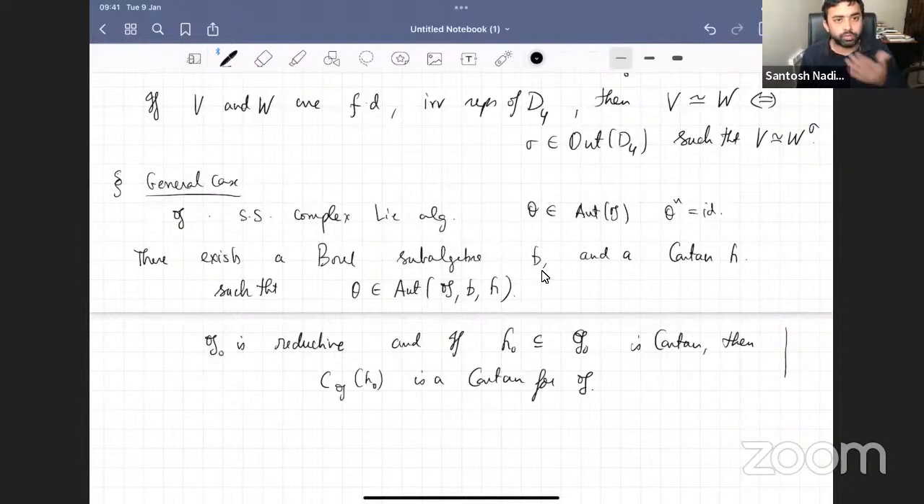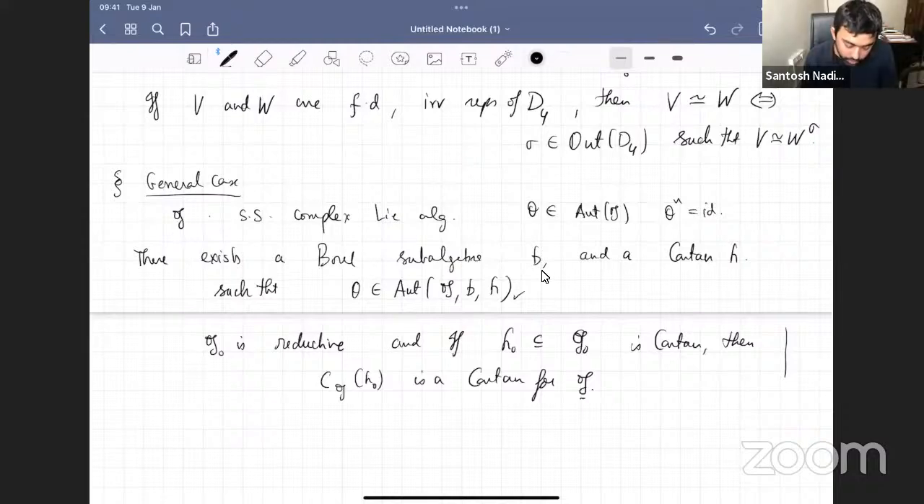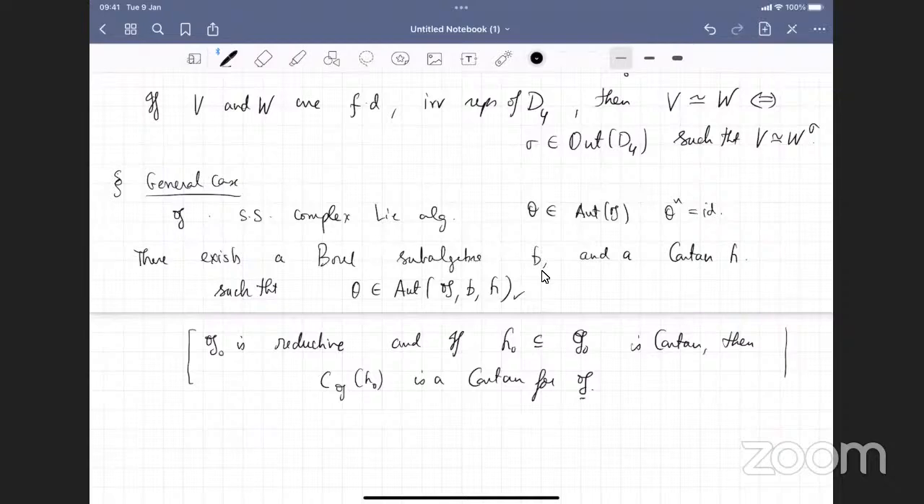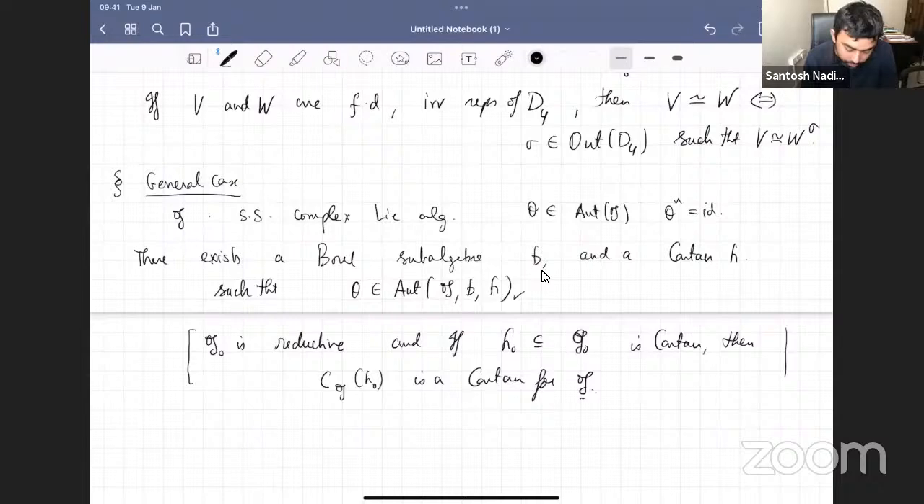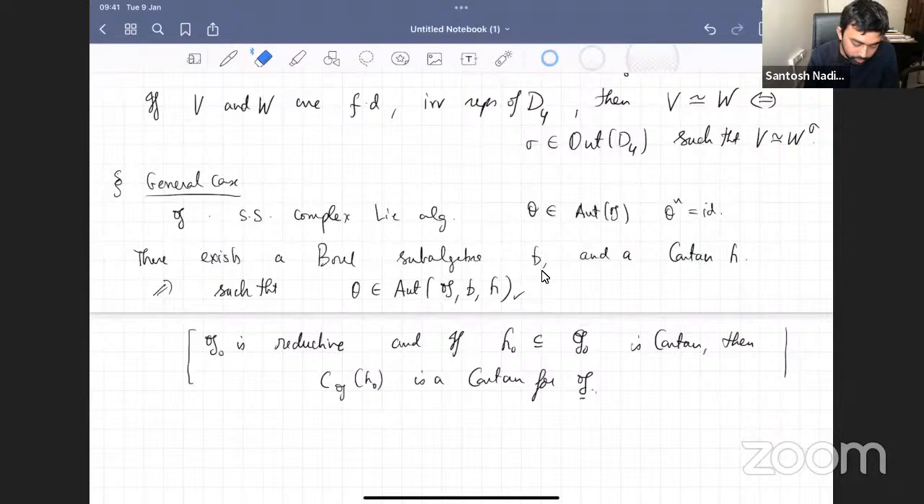A reference for this is Kac's book on infinite dimensional Lie algebras. There he assumes G to be simple, but you don't need that. In fact, in the original work of Kac, he proves it for semisimple complex Lie algebras. This Cartan H need not be the same, but you can get the same: there exists a regular element in H0, and its centralizer is stable under theta. So this statement implies the above statement, but as they are stated, they are independent.